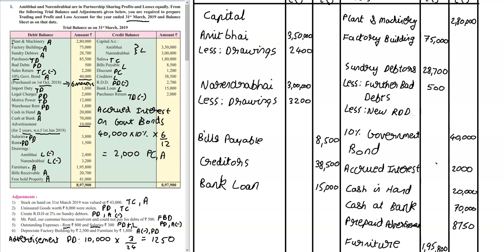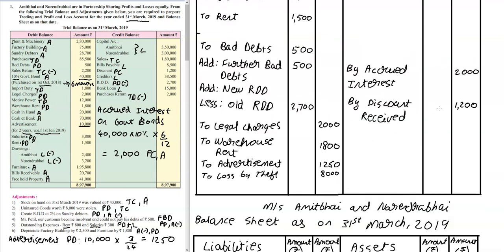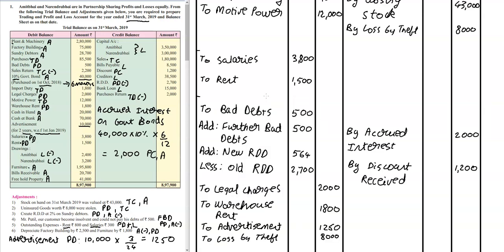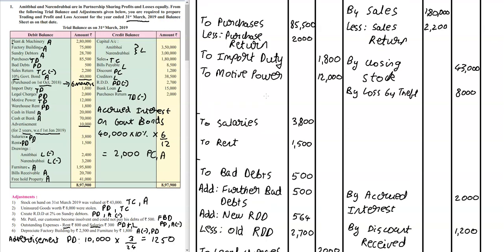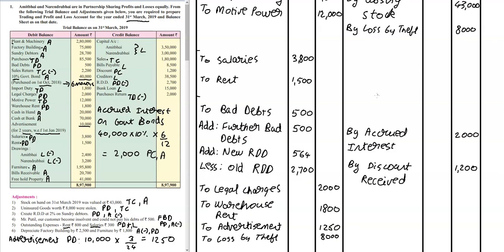So 564 is our new RDD here, as well as here. And I think looking at this, we have come to realize it's of no use putting old RDD on the debit side, because it's much heavier than your new RDD, bad debts and further bad debts combined. It would now make much more sense to put it on the credit side. So I'm just going to cancel these and instead leave a line for the profit.